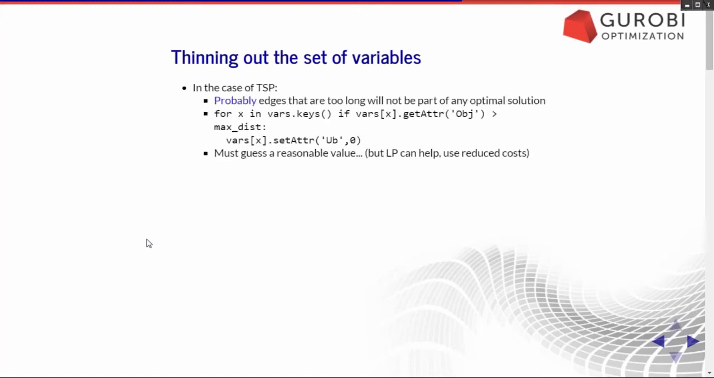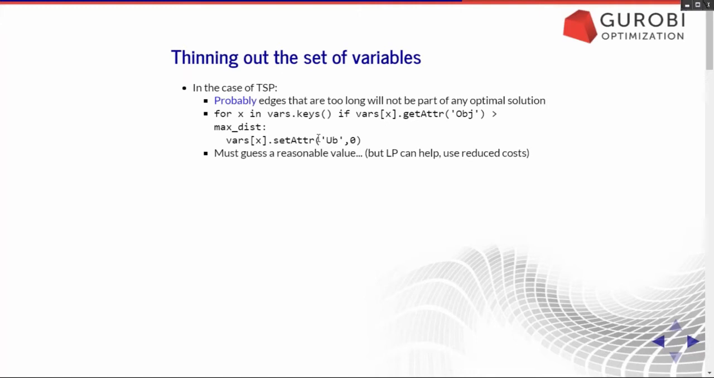And actually, you can do that also in the TSP. It's one of the key techniques whenever you want to solve very large TSPs. The idea is that whenever you have very long edges, you probably won't use them in any optimal solution. So how would you do the thinning out of variables in the case of the TSP? Probably you will select a maximum distance and loop over all the variables. And whenever the distance is too long, you can fix the variable to 0 by setting the upper bound attribute to 0. And that's it, very simple.